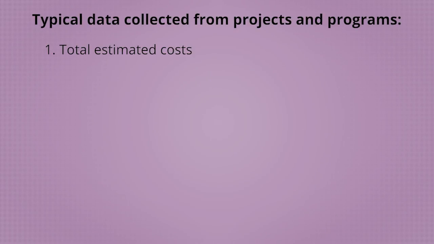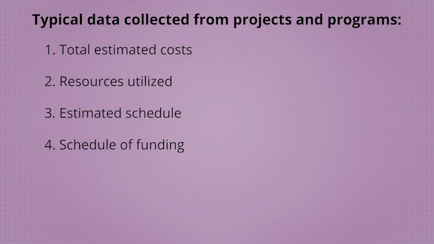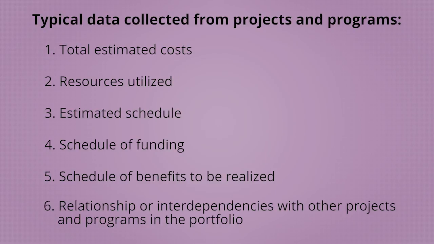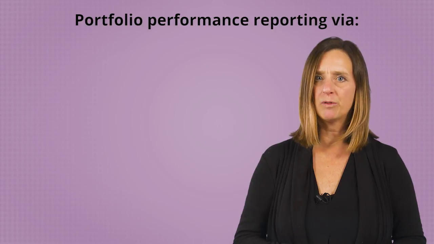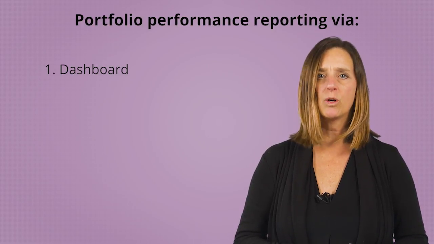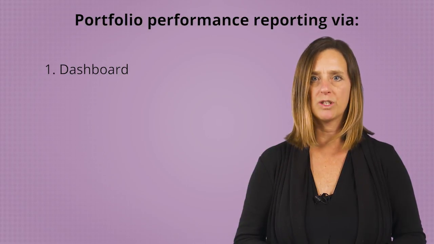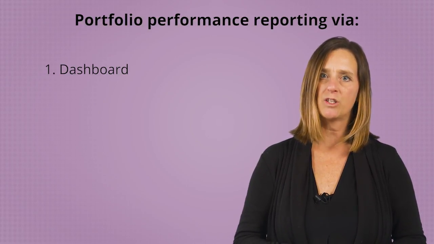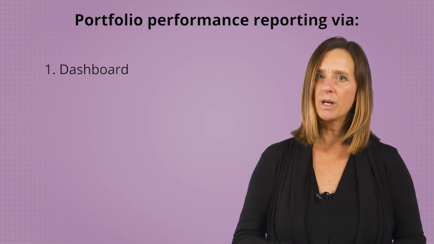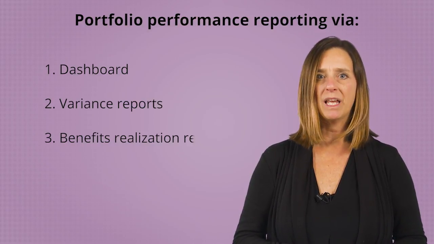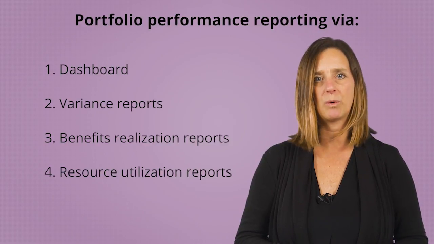Typical data that is collected from the projects and programs and analyzed in the portfolio performance measurement system include total estimated costs, resources utilized, estimated schedule, schedule of funding, schedule of benefits to be realized, and the relationship or interdependencies with other projects and programs in the portfolio. Many organizations will report portfolio performance in the form of a dashboard, which can quickly communicate status to the sponsor and stakeholders on how the portfolio is performing against expectations. In addition, reporting is communicated through variance reports, benefits realization, and resource utilization reports.